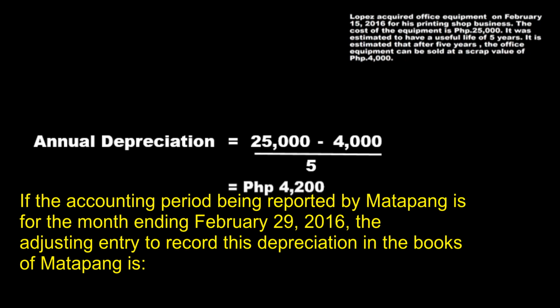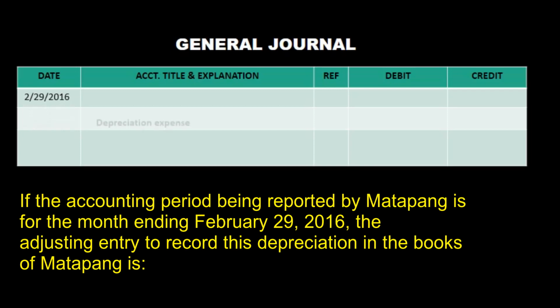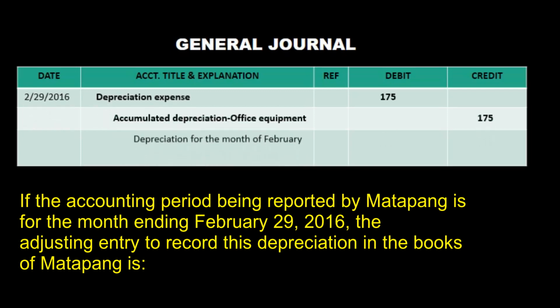If the accounting period being reported by Lopez is for the month ending February 29, 2016, the adjusting entry in the General Journal will be: depreciation expense is debited, which is 175 pesos, and the accumulated depreciation of the office equipment, 175 pesos, is credited.